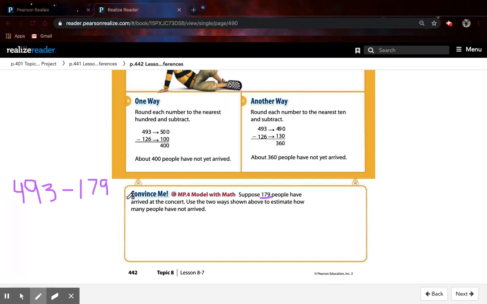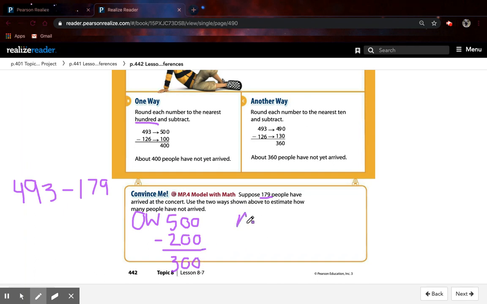So if I were to do the one way, I would round to the nearest 100. 493 would become 500, and 179 would become 200. And when I subtract, it would give me 300.